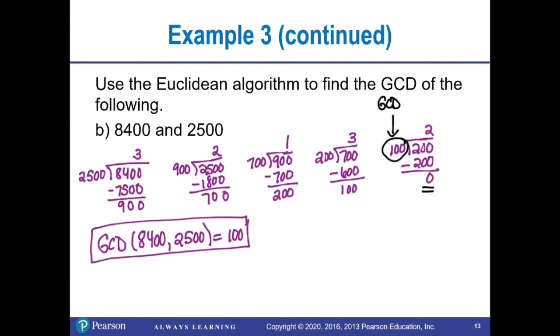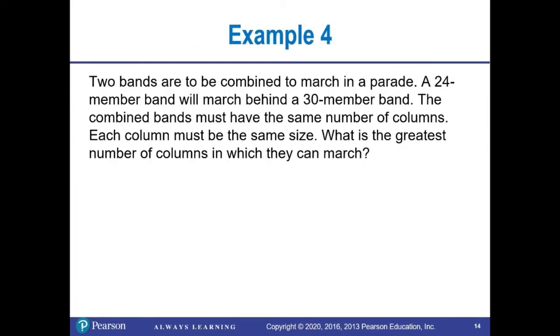We can use GCDs in the real world. So let's look at an example. Two bands are going to be combined to march in a parade. One band has 24 members and one band has 30 members. We want the bands to have the same number of columns, and so the question asks, what is the greatest number of columns in which they can march? So here, notice I'm finding the greatest common divisor because I'm dividing the bands into columns.